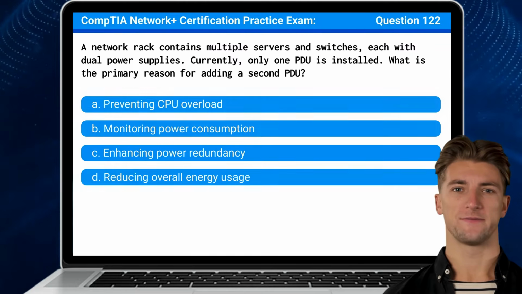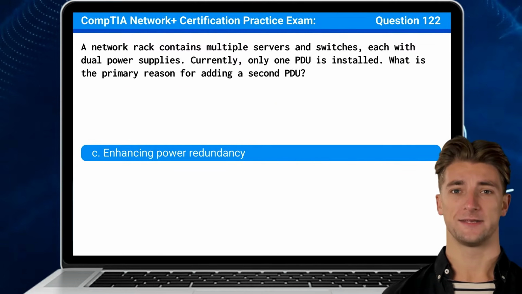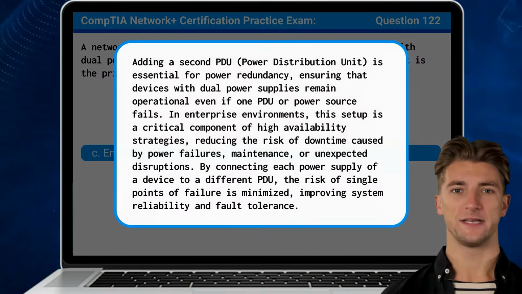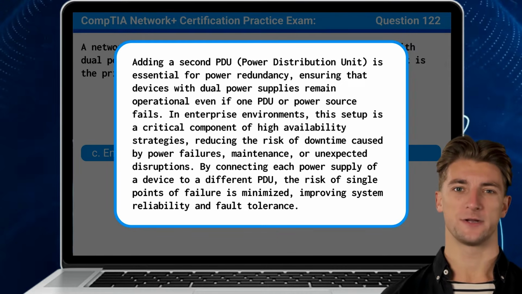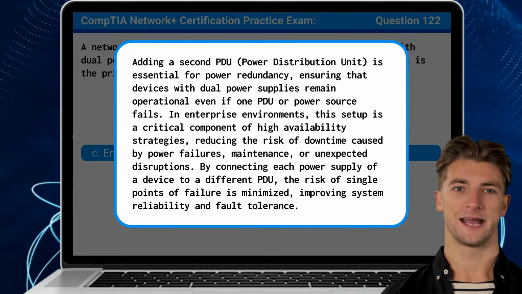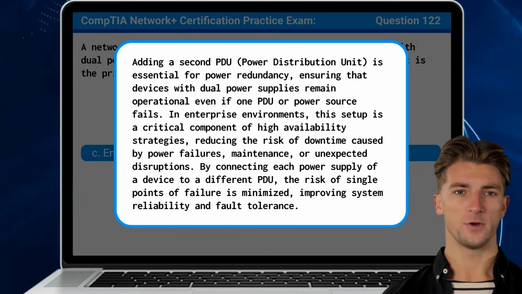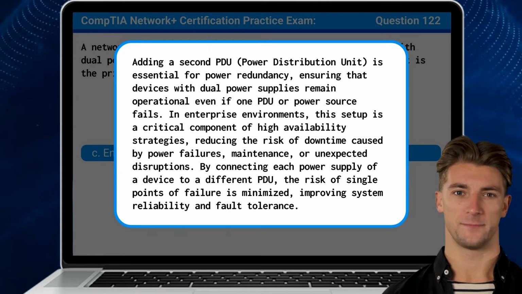The answer is C. Enhancing power redundancy. Adding a second PDU, or power distribution unit, is essential for power redundancy, ensuring that devices with dual power supplies remain operational even if one PDU or power source fails. In enterprise environments, this setup is a critical component of high-availability strategies, reducing the risk of downtime caused by power failures, maintenance, or unexpected disruptions.